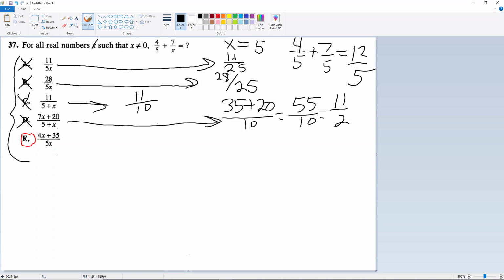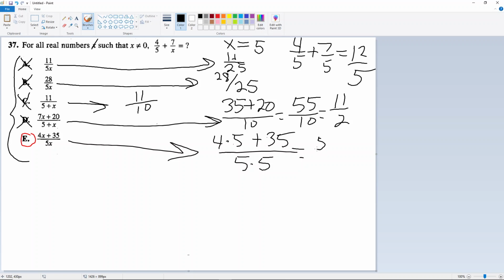You can just put 55/10 in your calculator and see what number it comes out to in decimal. And you'd see it doesn't come out to the same number in decimal as 12/5. All right, so now we're left with E, and we're plugging in 5 for x. 4 times 5 plus 35, divided by 5 times 5. So this is 20 plus 35, which is 55, divided by 25.